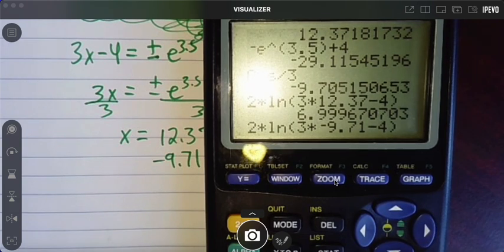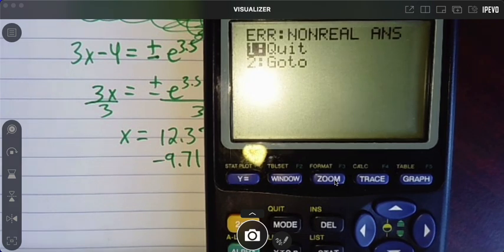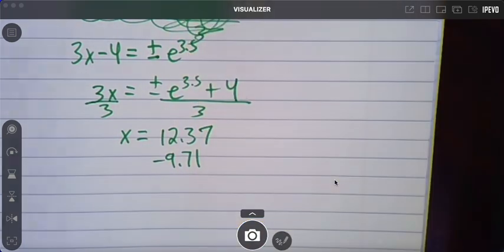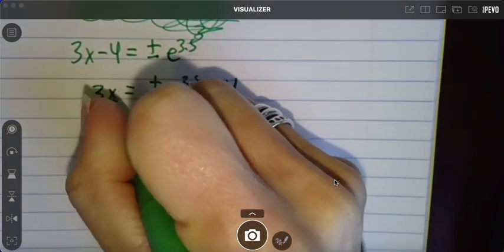And if I close my parentheses, I got error too. So what does that mean? It's probably not an answer. It didn't work out. So there we go, that doesn't work. So that's how I know that that one's my answer.